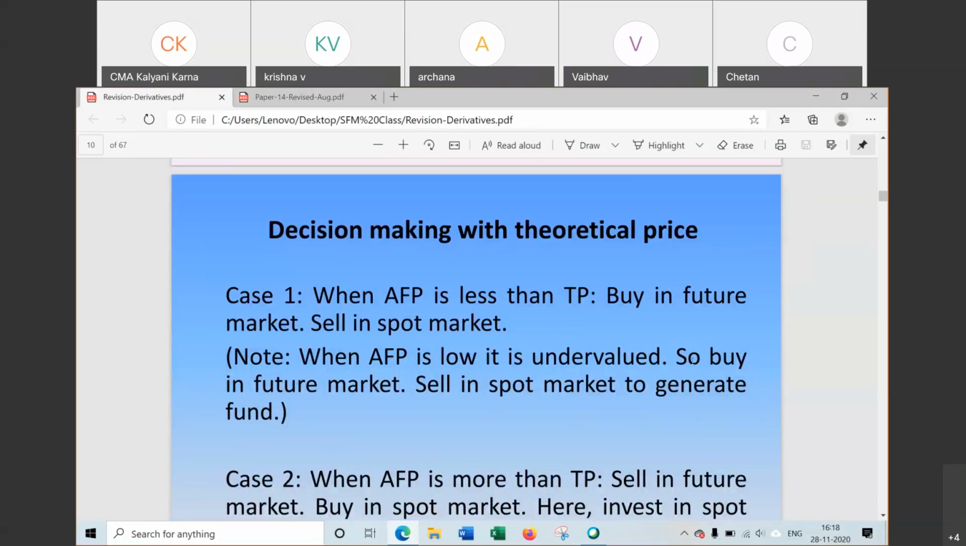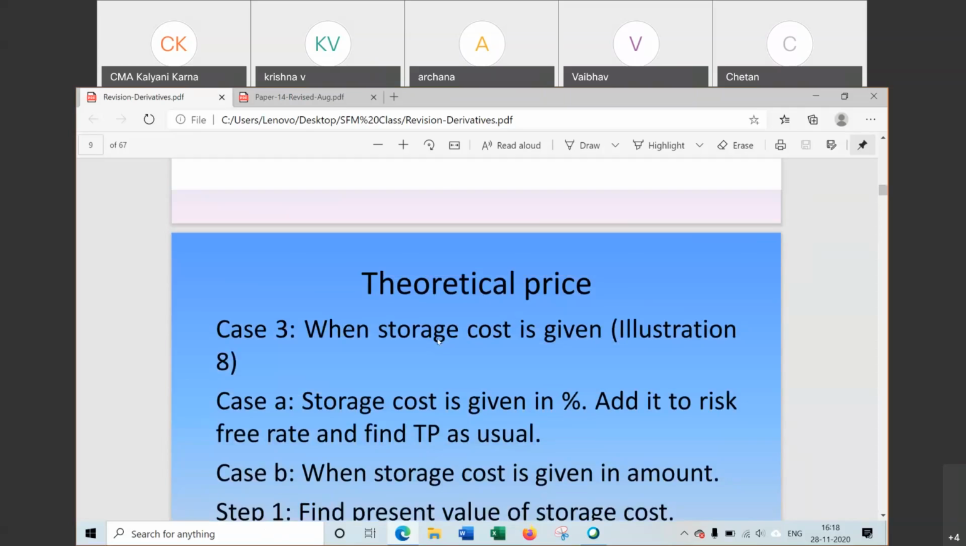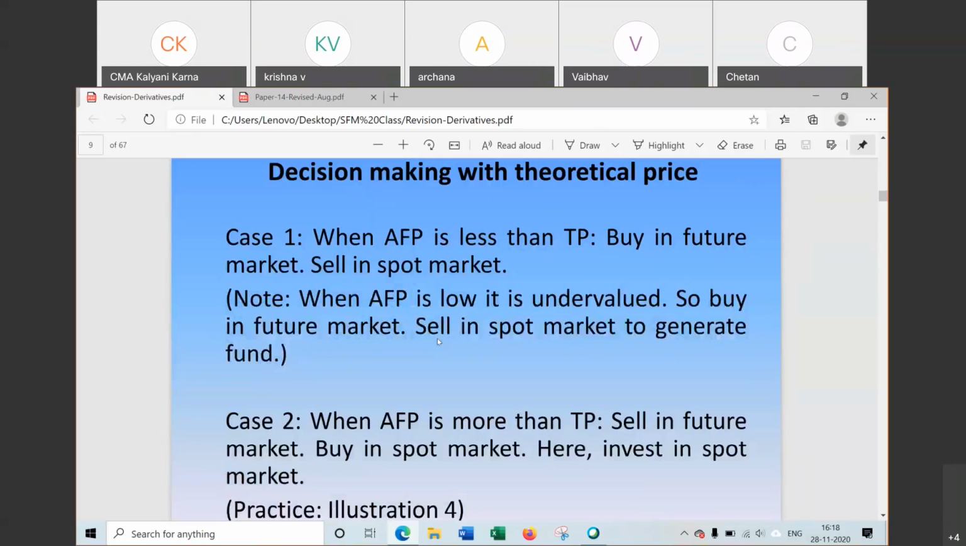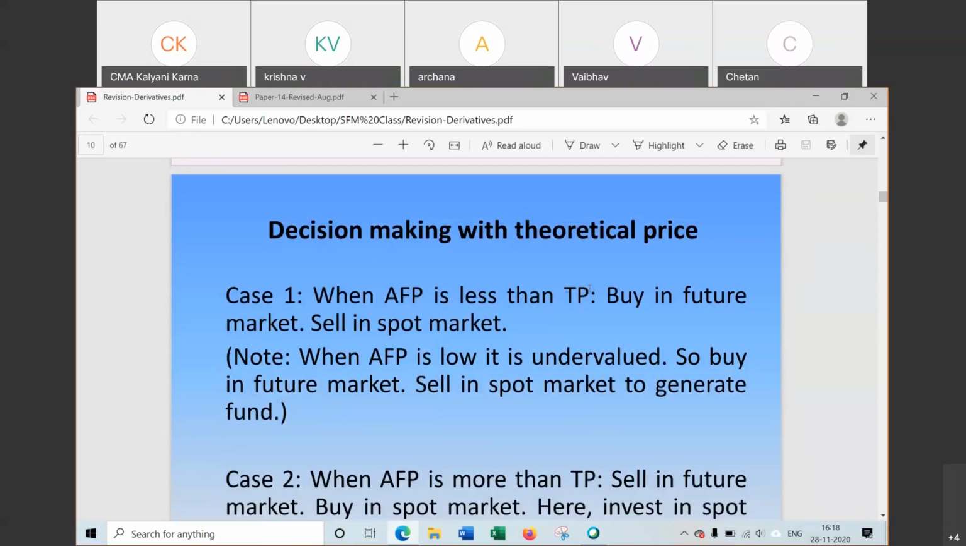Next very important topic in this chapter, that is decision making with theoretical price. Decision making after the computation of theoretical price. Illustration 9 and a lot of illustrations are there. Illustration 5, 6, that is also based on this one. So decision making case 1, when actual future price or forward price is less than theoretical price. Step 1, question will be asked to find the theoretical price, then take the decision.